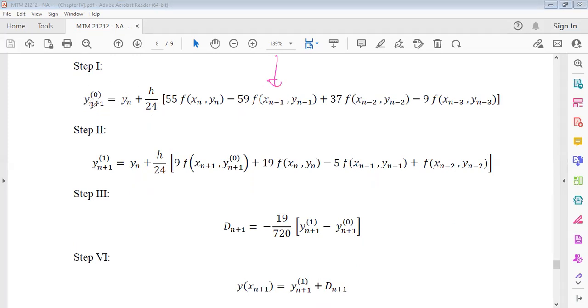So what does the multi-step method say? Let's say they have given you yn, yn minus 1, yn minus 2, yn minus 3. Let's say they have given you the starting point x naught. Also h. Usually, what is our h? Can you answer me? What do we call h?